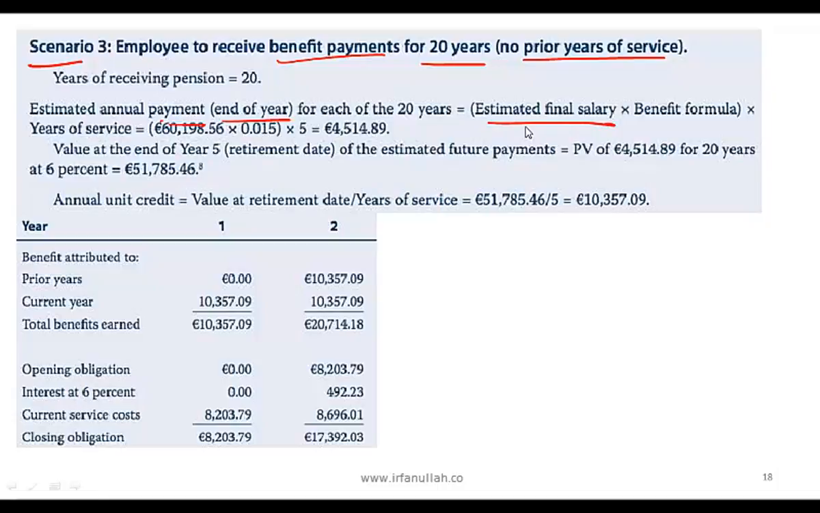the estimated final salary into the benefit formula into years of service. So now, where's the 60,198 coming from? This is the final salary. 0.015, this is the formula. This is saying that the employee will get 1.5% into 5 number of years. So now the company is being generous and saying that the employee will get 4,514.89 at the end of every year after 5 years, obviously once he retires.